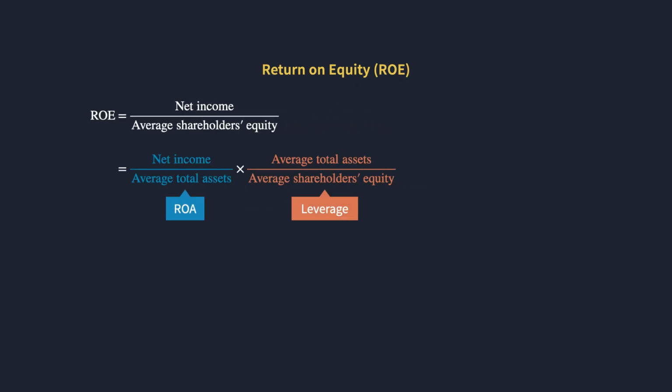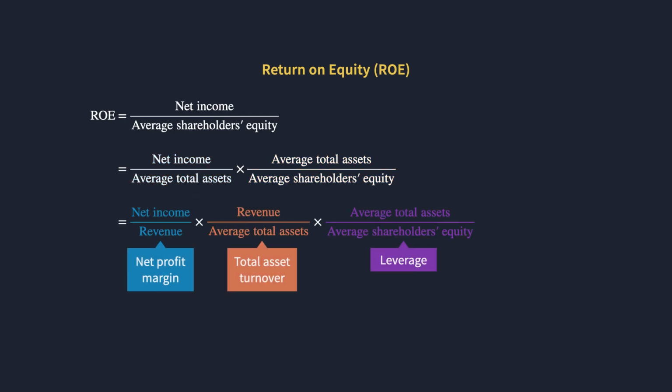ROE is also the product of return on assets and assets over equity, which is called the leverage and the equity multiplier. Another way that ROE can be calculated is net profit margin times total asset turnover times leverage.